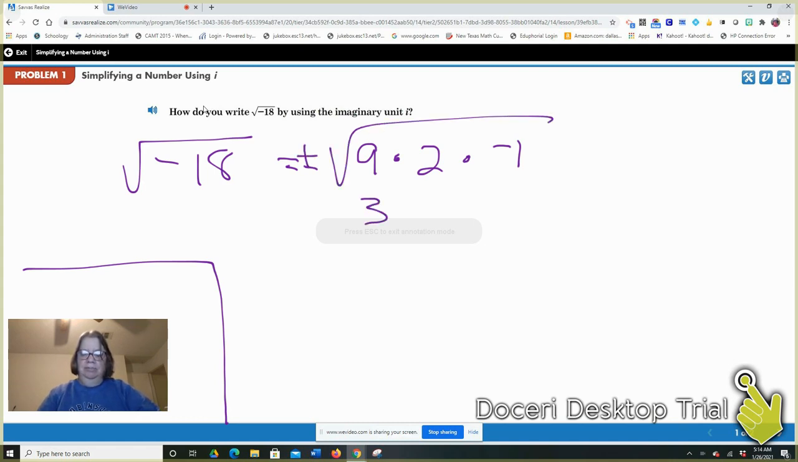Square root of 9 is 3. The 2 stays under. Square root of negative 1 is the i. Plus or minus 3i square root of 2. And that's how we simplify using that i to represent the square root of negative 1. Okay?